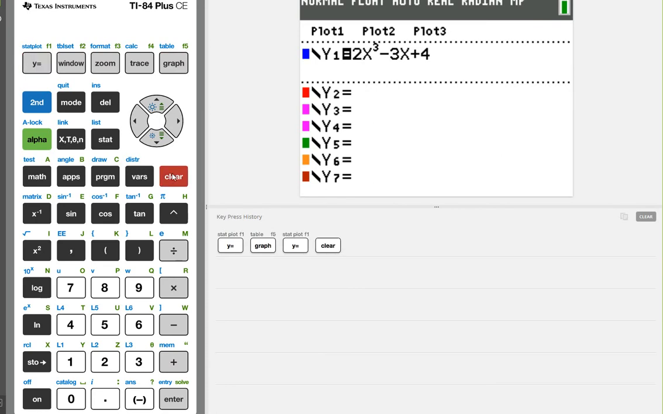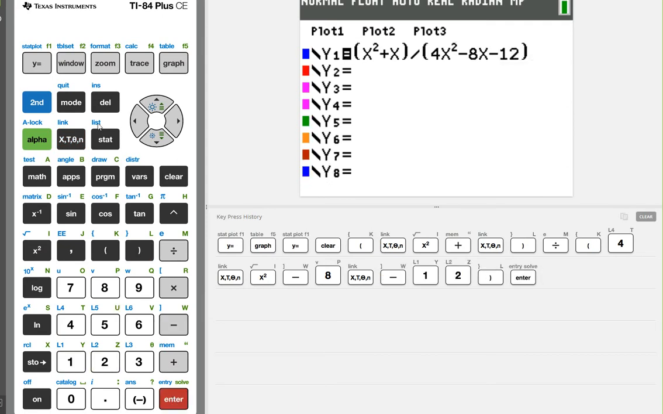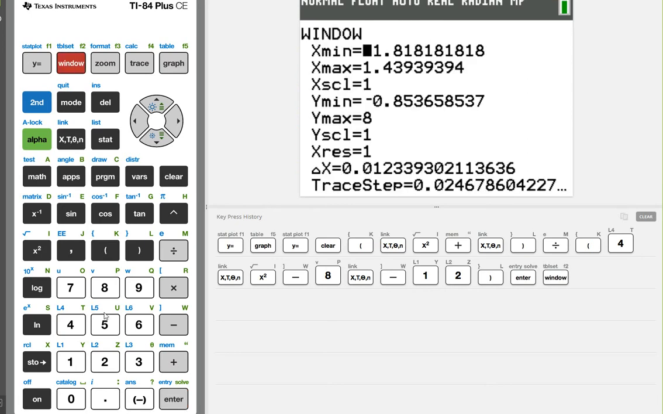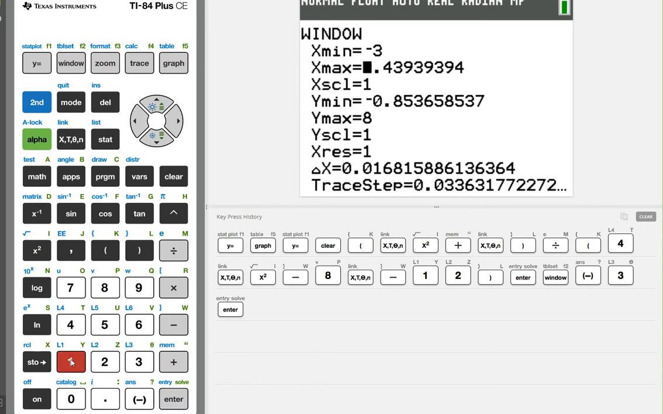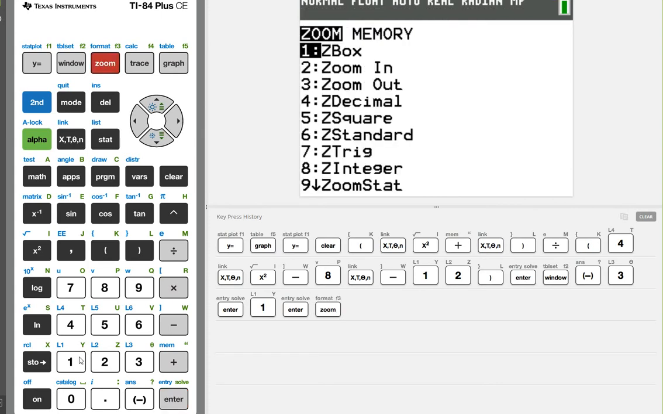Let's see here. Clear that out. So is x squared plus x divided by 4x squared minus 8x minus 12. And I'm going to graph that, say, from, let's see, -3 to 1 on the x-axis. And then I'll let my calculator do the rest of the work. Zoom 0.